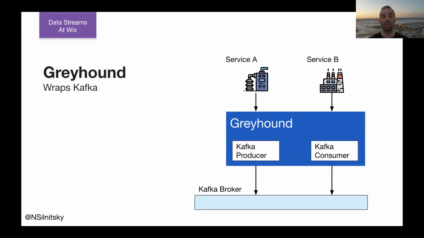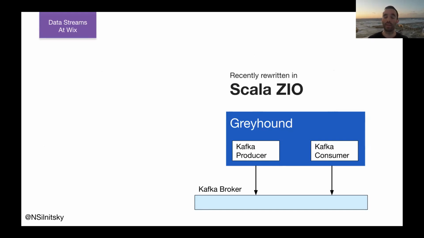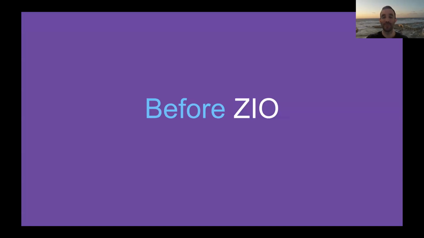Greyhound is our Kafka SDK wrapper, where we wrap both Kafka producer and consumer. And the idea is to offer simplified APIs and very cool additional features for our developers to use, including all kinds of retry mechanisms and powerful parallel execution of consumer handlers. And also it adds a layer of abstraction that makes it easy to change stuff behind the scenes for everyone and have it in their services immediately. And we recently rewrote it in Scala ZIO and also open sourced it. So we're very excited about that.